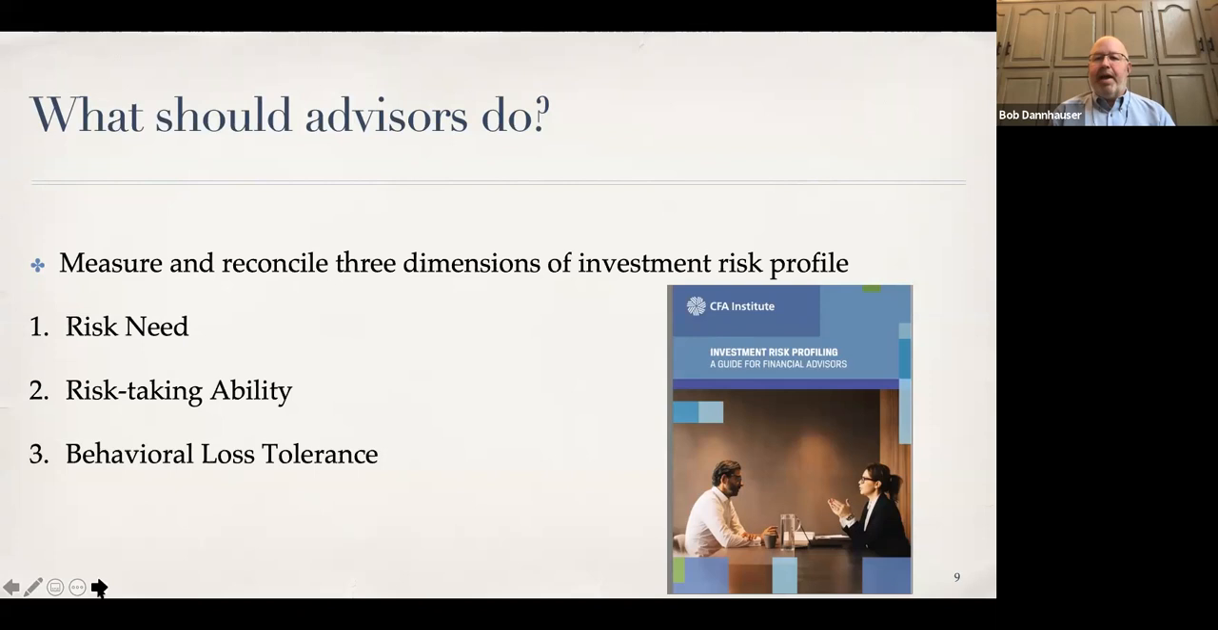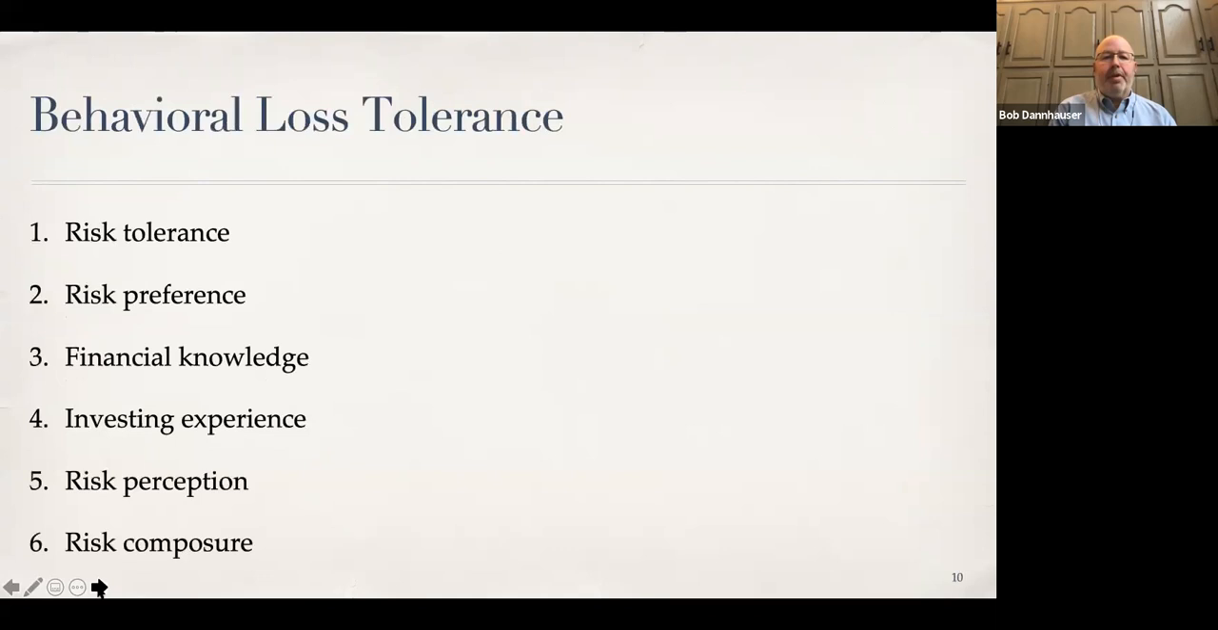And I'm actually going to go in reverse order. I want to start with behavioral loss tolerance because I think that's where the commercial world is focused and where a lot of practitioners come up perhaps a little bit short in thinking about how they're going to work with their clients. So behavioral loss tolerance, you get into some vocabulary problems. People talk about risk tolerance, risk preferences, risk ability, all kind of mean the same sorts of things. We strove to define things a little bit more carefully, and we think that behavioral loss tolerance is composed of six elements that you see listed here.